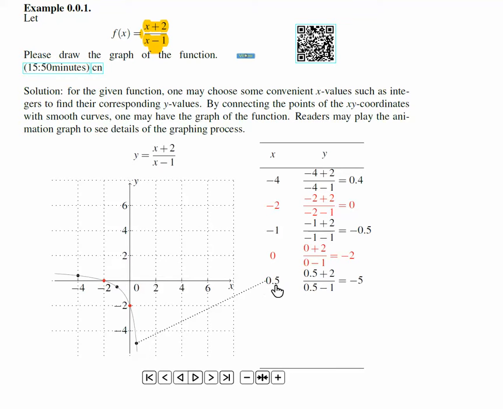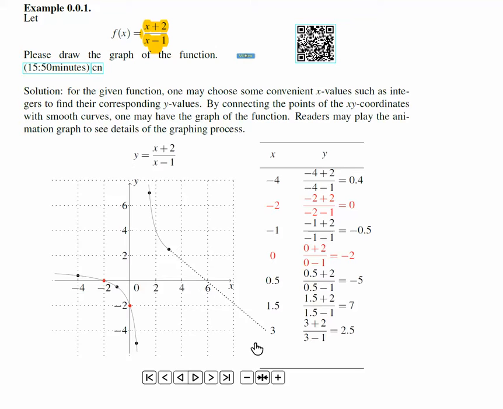Now, x equals 0.5 is close to 1. Just now we said we cannot plug in 1 here, because when you plug in 1, the denominator is 0, and the function is not defined because the denominator cannot be 0. So since we're not going to choose it, why not 1.5? When you plug in 1.5 here, you get y is 7. So then 1.5, 7 is this point.